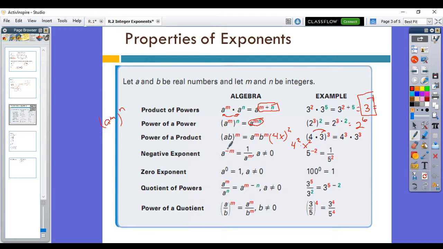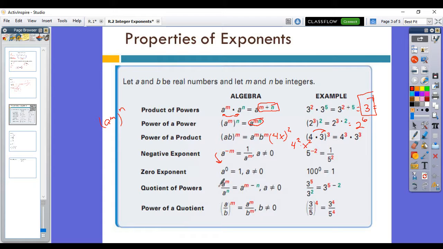Like we just said, negative exponents, they switch position. Goes bottom up, top to bottom, bottom to top. So 5 to the negative 2 becomes 1 over 5 squared. Zero exponent again gives you 1.